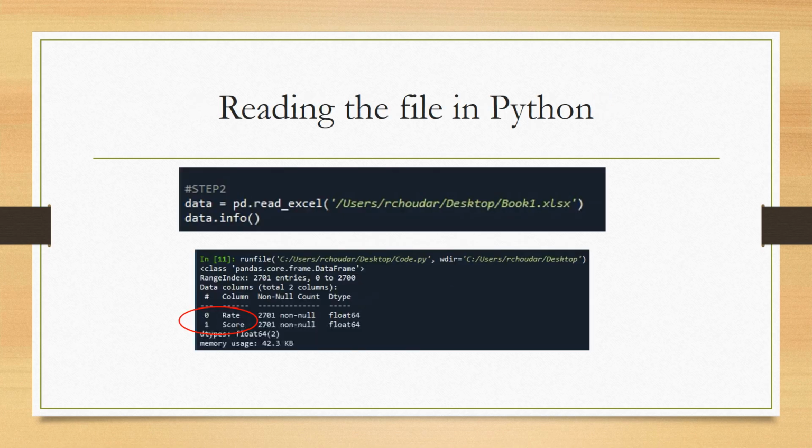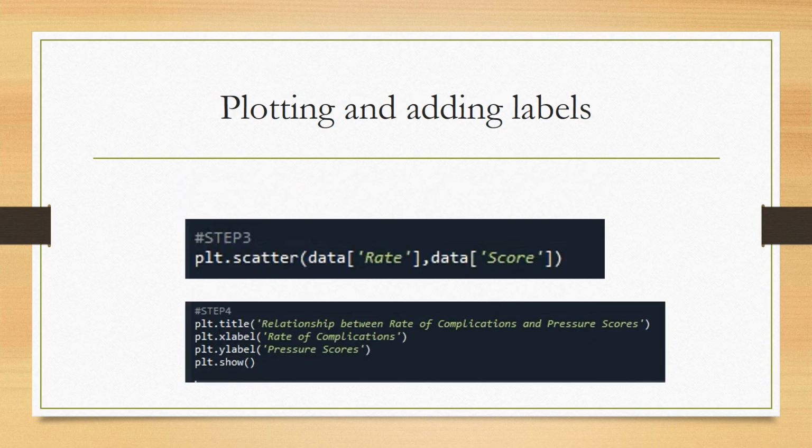This step right here shows us how we will read our file in Python. I converted the CSV file into an Excel file, and my new Excel file only contained the two columns that I needed, which are the rate and the score columns.